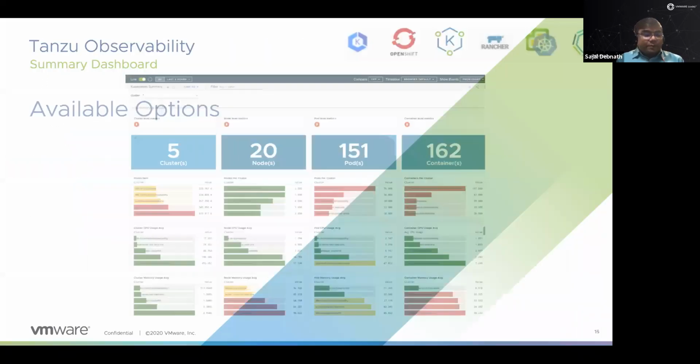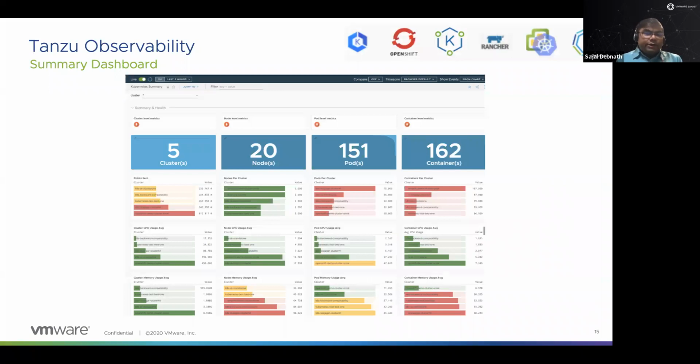So what are the available options? I have already talked about Tanzu Observability. Tanzu Observability perhaps provides the widest support of Kubernetes environments that's out there. It need not be a VMware environment. It can be Amazon Kubernetes, OpenShift, or Rancher. So it supports all of those environments out of the box, and it shows you information like this, where it tells you the detailed information about the infrastructure.